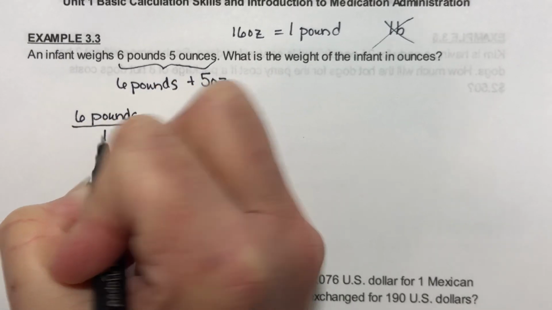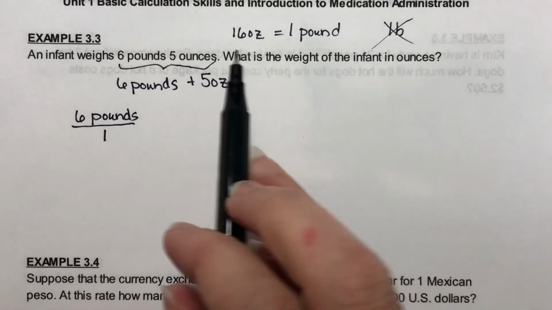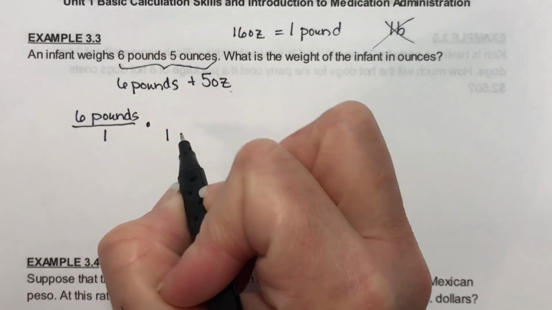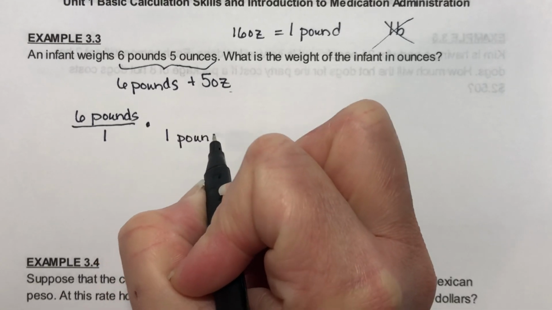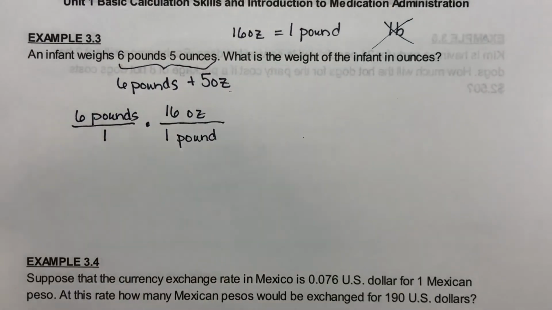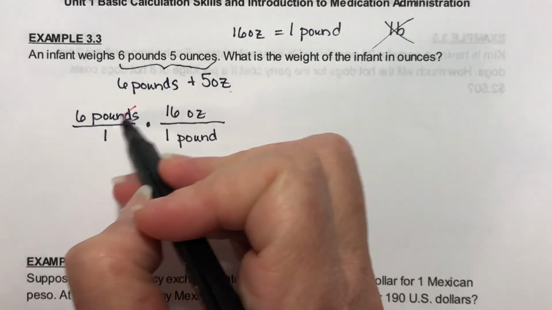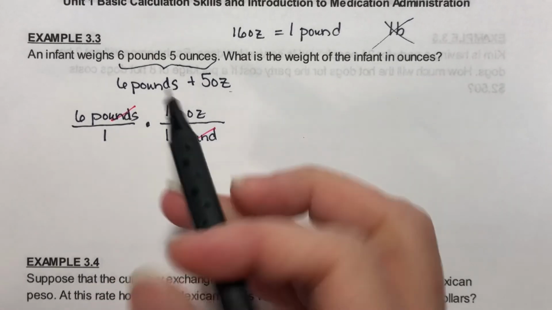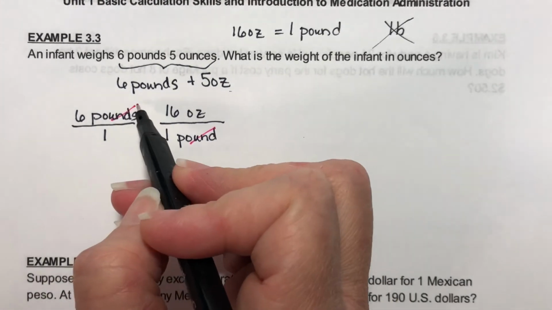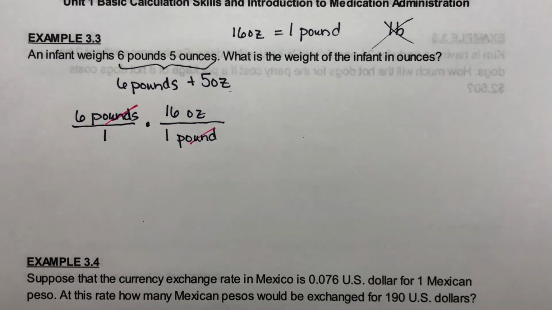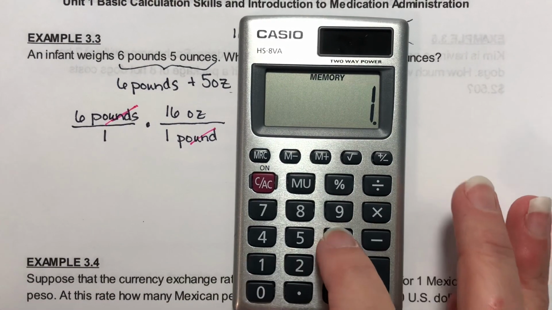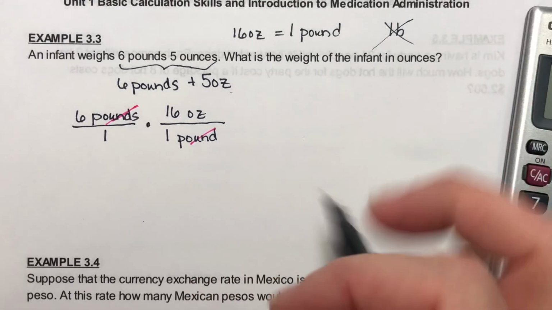over 1. Here's our relationship. I want to cancel out pounds, so 1 pound is going to go in the bottom. And then 16 ounces goes in the top. Now the pounds cancel out, and I have ones in the bottom again. You're not always going to have ones in the bottom. It just happens a lot, okay? So the pounds cancel out. My answer is going to be in ounces. So I multiply 6 times 16 to get 96.